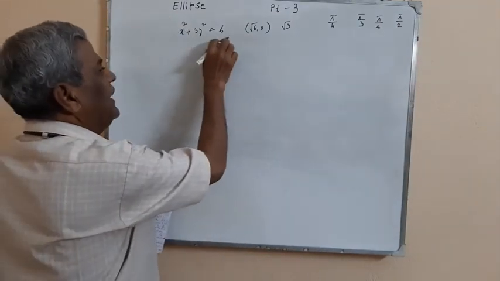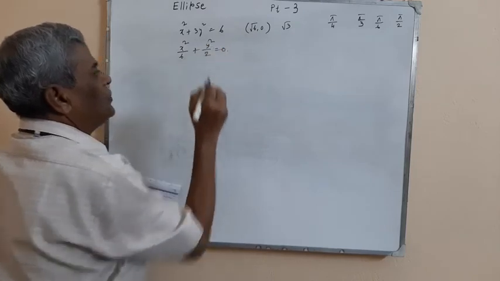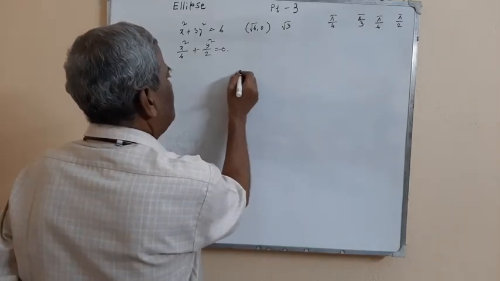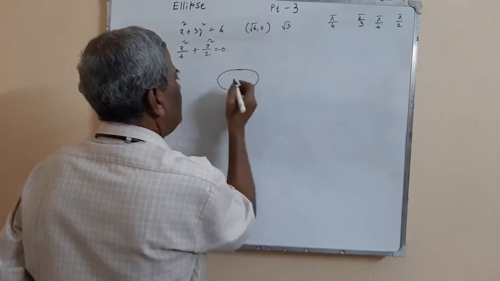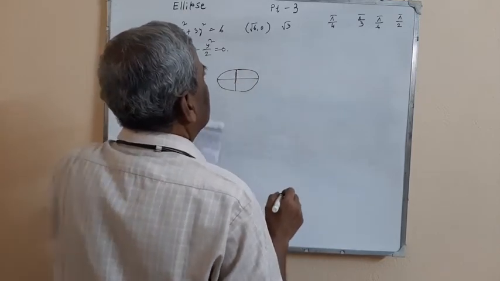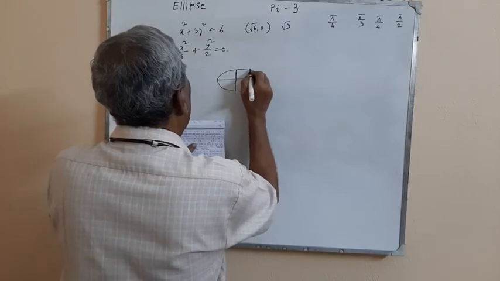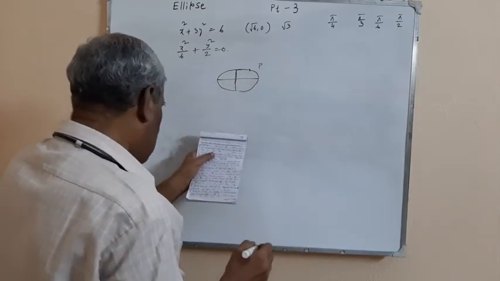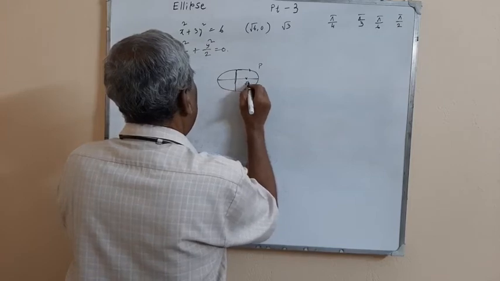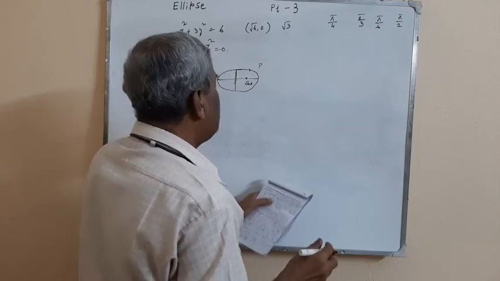So this is an ellipse. Its equation is in standard form, with major axis and minor axis of that type. P is a point in the first quadrant on it whose distance from (root 6, 0) is root 3. We have to find the eccentric angle.